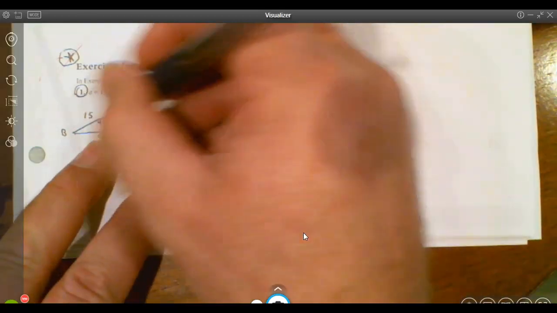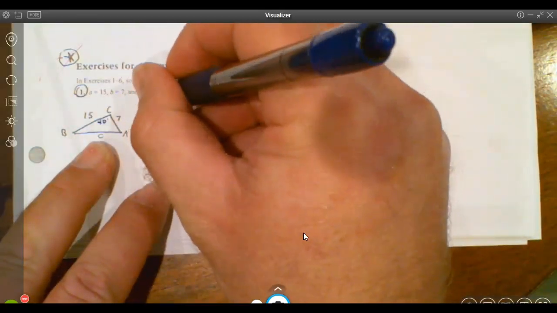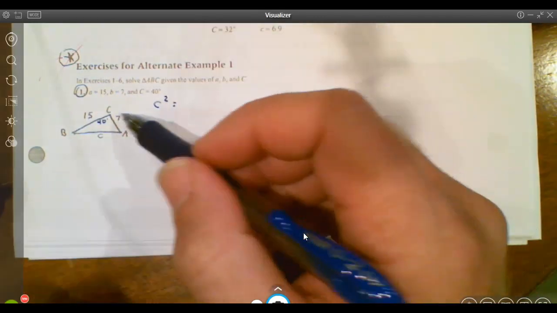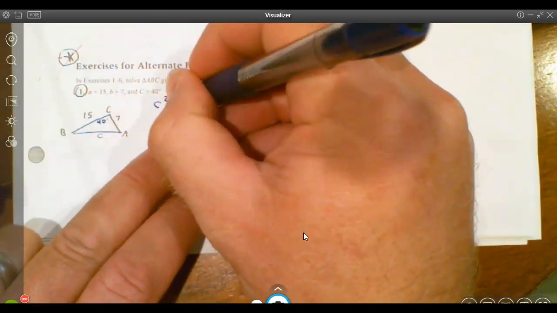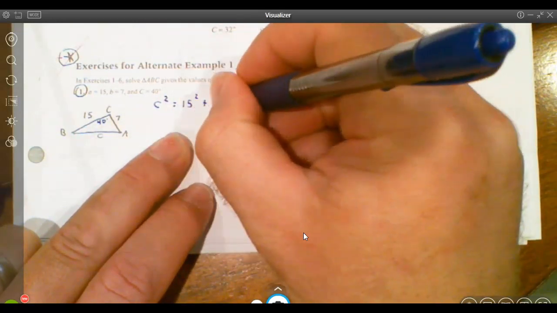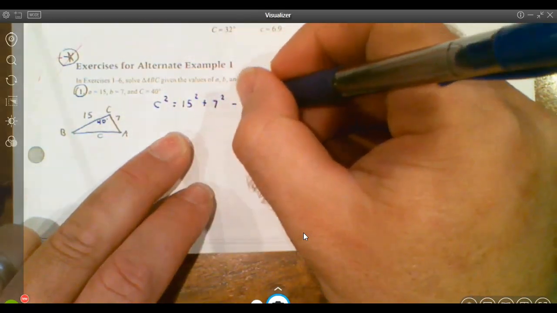So I'm going to say c squared is equal to, and now here's my a squared plus b squared, which are just going to be the other two sides of the triangle, minus 2ab in this case.